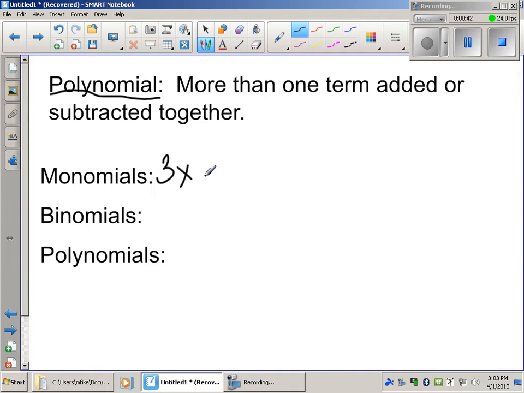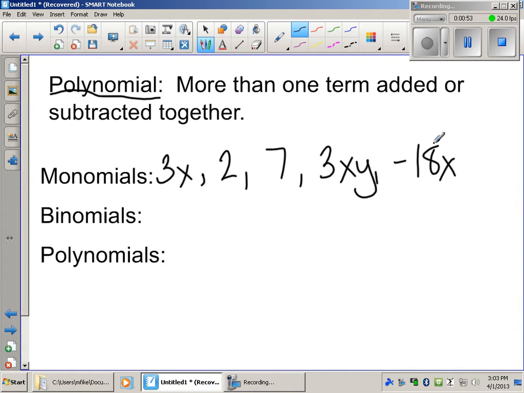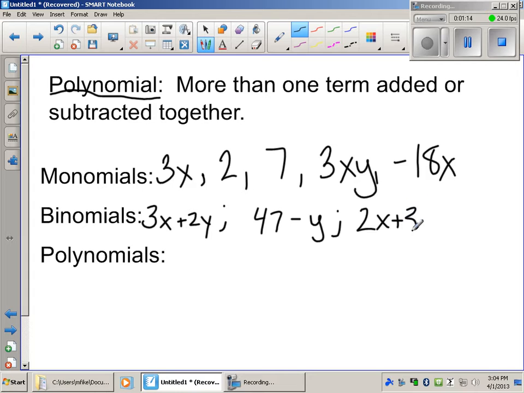Monomials would be like 3x, 2, 7, 3xy, negative 18x. Those are all monomials. They only have one term. A binomial has two terms that are put together with addition or subtraction. So 3x plus 2y would be a binomial. 47 minus y is a binomial. 2x plus 3 is a binomial. So anything where you have two terms put together with addition or subtraction.